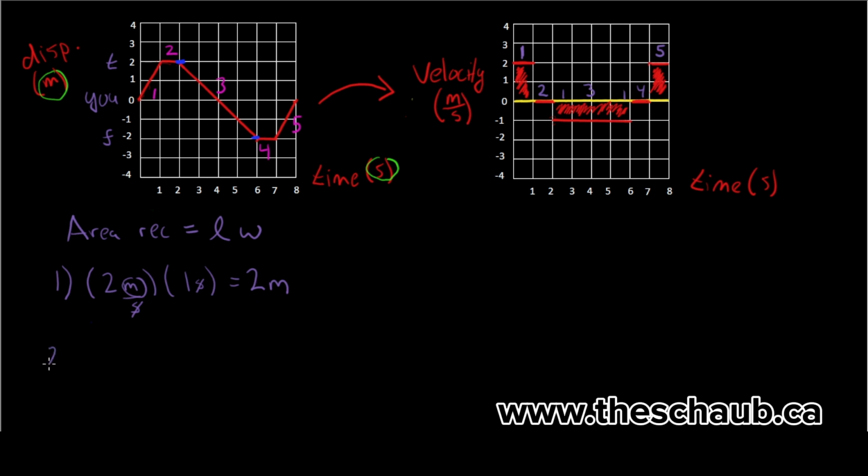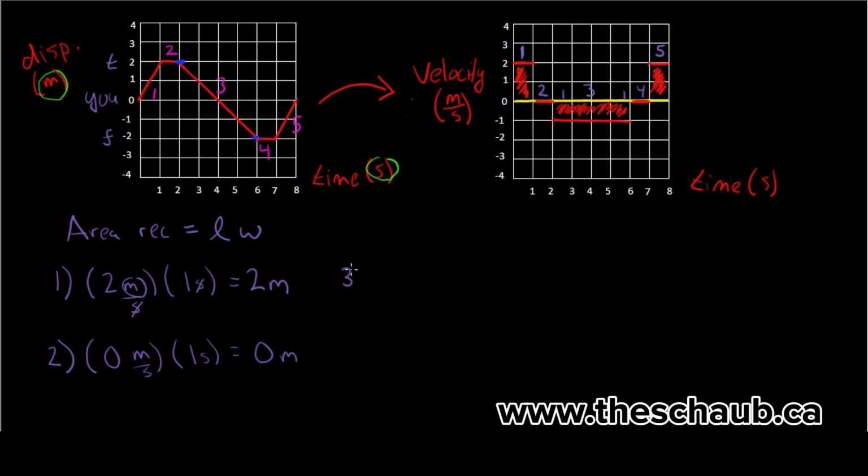segments. So our second segment actually has no area because the length is 0 and the width is 1. So we have a length of 0 meters per second, and we have a width of 1 second. This gives us an area of 0 meters.